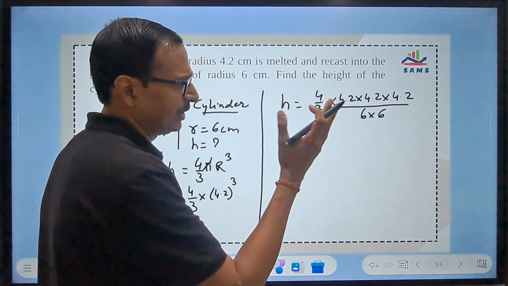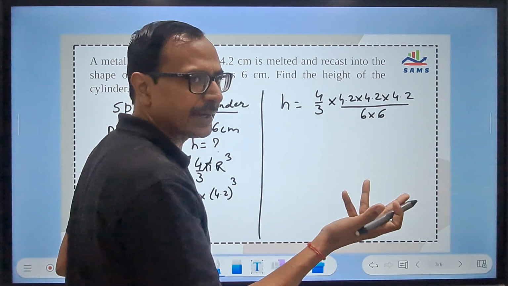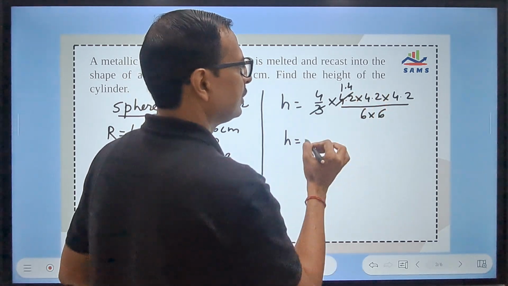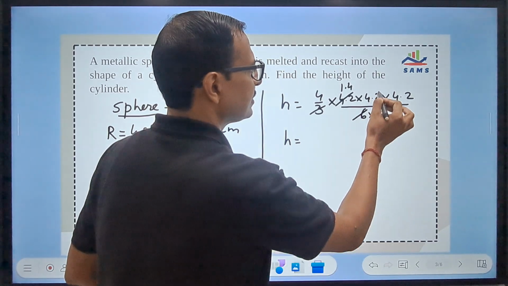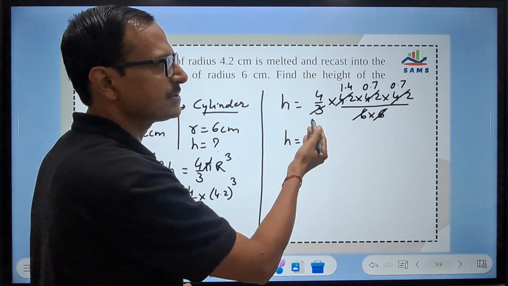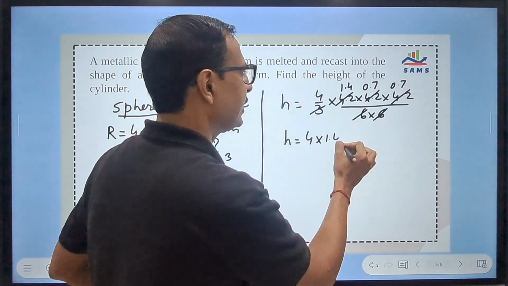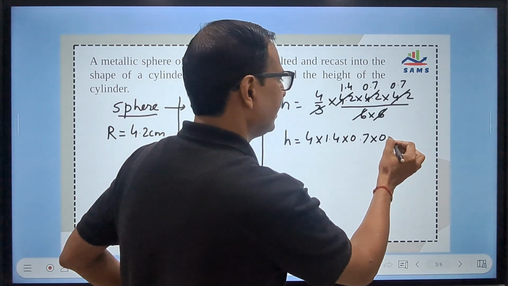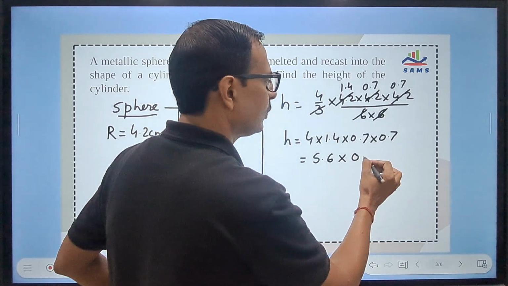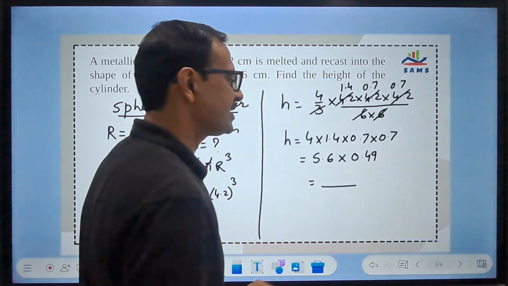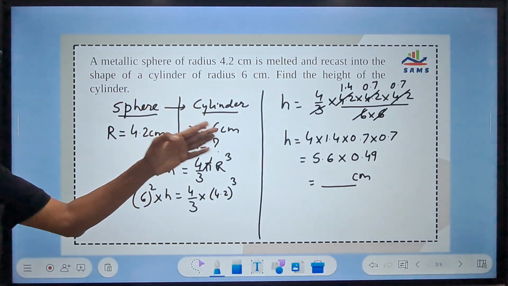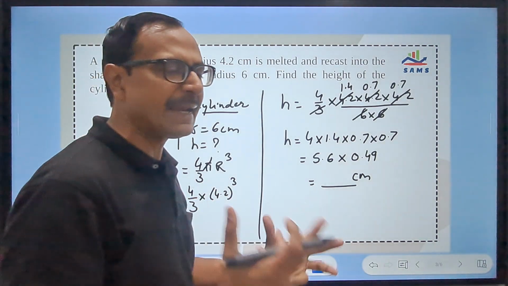So I can see so many of the factors which will get cancelled. Obviously it has to get cancelled. So h will be, let's cancel 3, this is 1.4. Let's cancel 6, this is 0.7, 6, this is 0.7. So nothing is left in the denominator, see. So 4 times 1.4 times 0.7 times 0.7. I think you can work on it from here. This is 5.6 and this is 7 7s are 49, so 0.49. So after this you can just multiply these two and tell me what is the height in centimeters which you obtain for the cylinder. So very easy question there of melting and recasting.